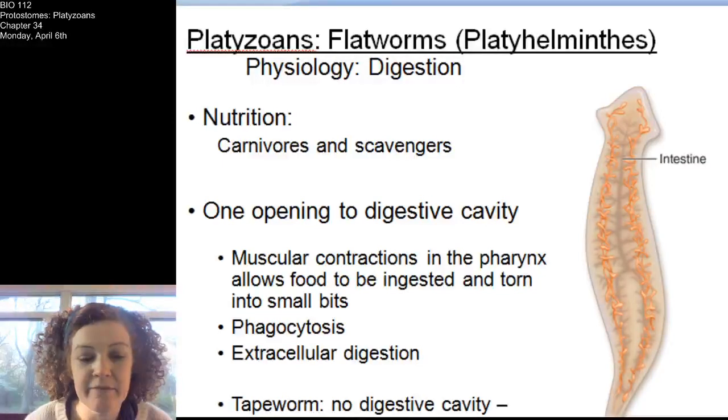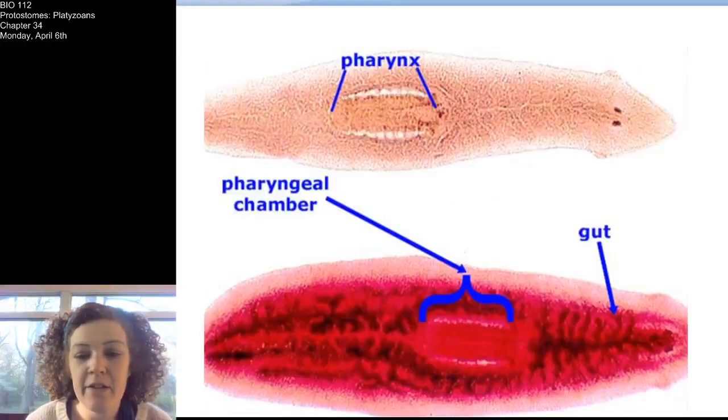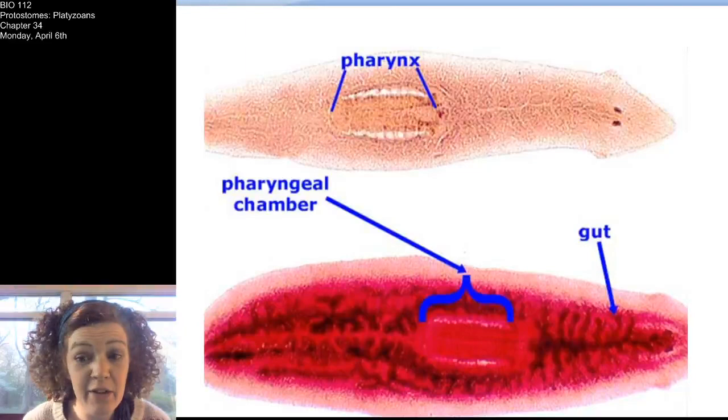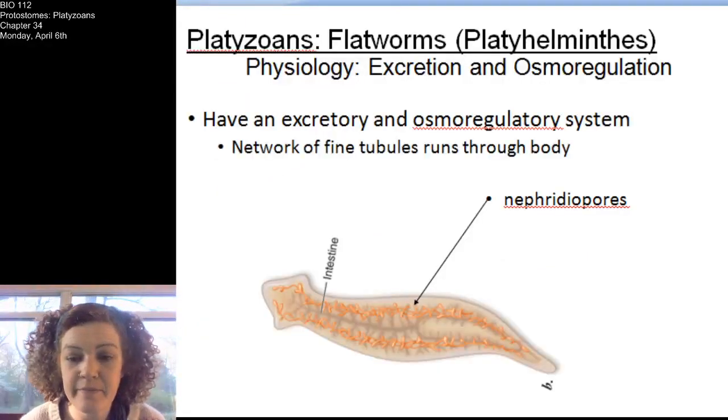So exciting. Here you can actually see a little turbellarian, a planaria. Here is the pharynx in the mid part of the body. It's kind of hard to see, but this is the pharyngeal chamber itself that goes into the gut. So pharynx into the gut. That's really all you need to know about that.